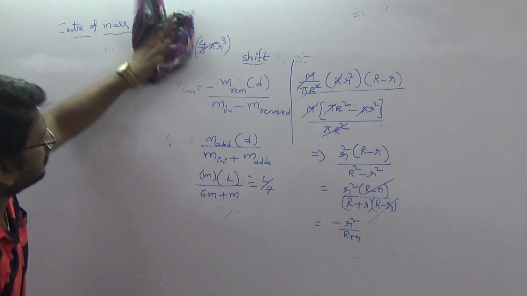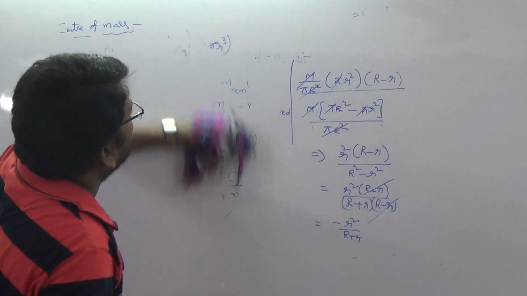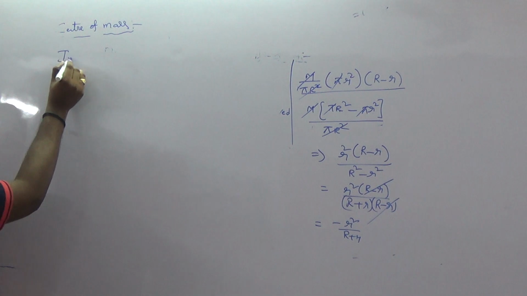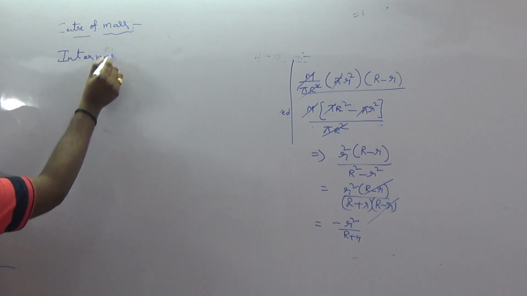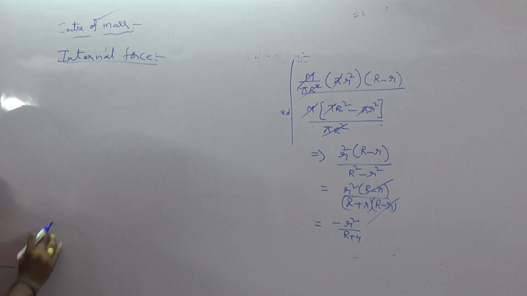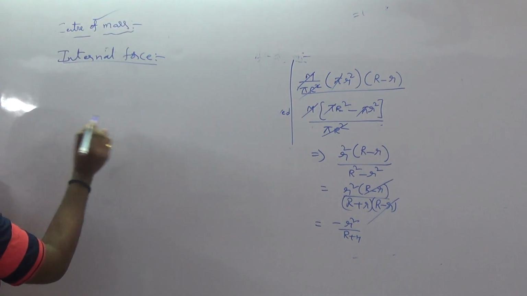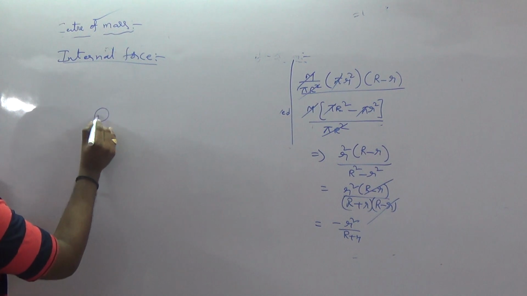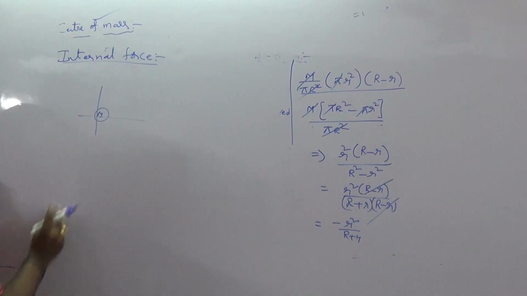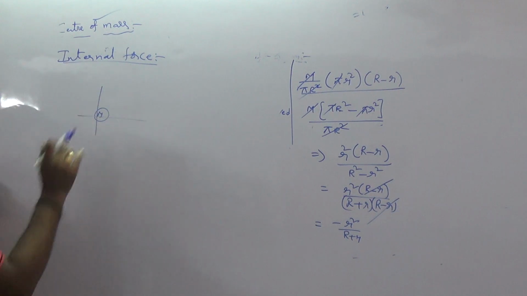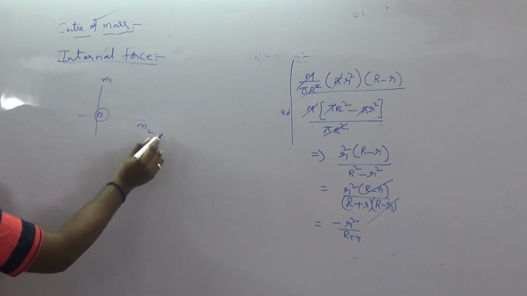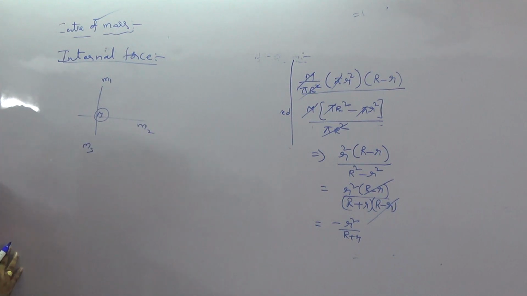Now I give one more example, on the concept of internal forces in the case of the center of mass. Internal forces do not affect the position of the center of mass. How? See, just a bomb of mass M, initially at rest. Now it explodes into a number of pieces: three pieces, of mass M1, M2, and one more piece, M3.